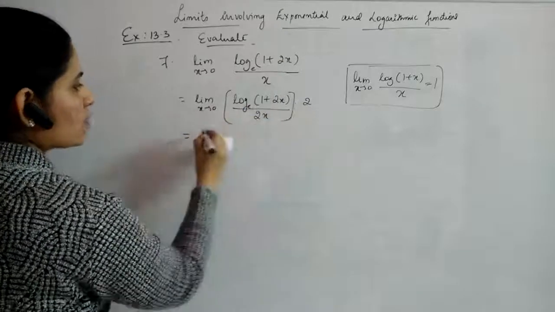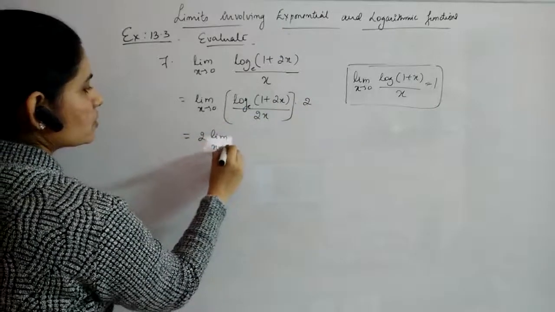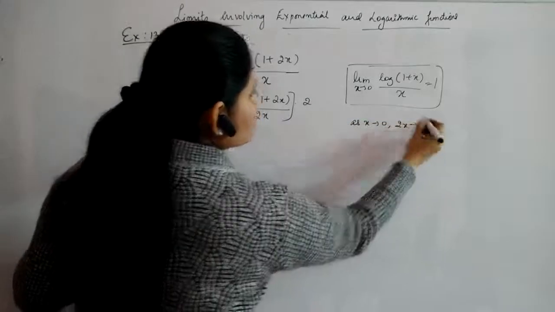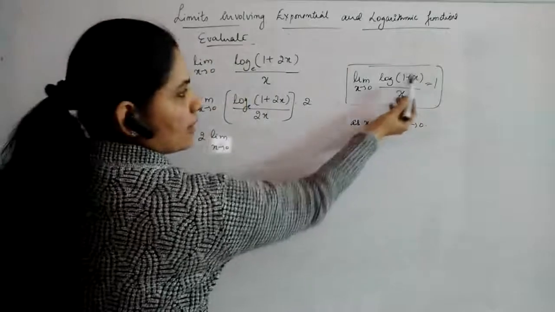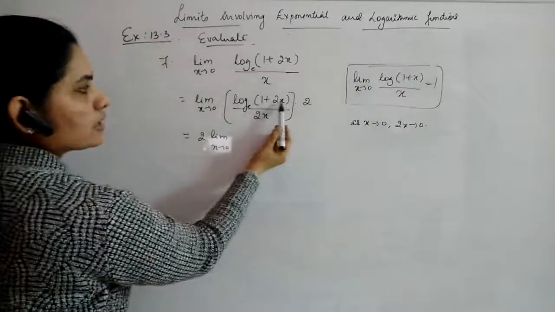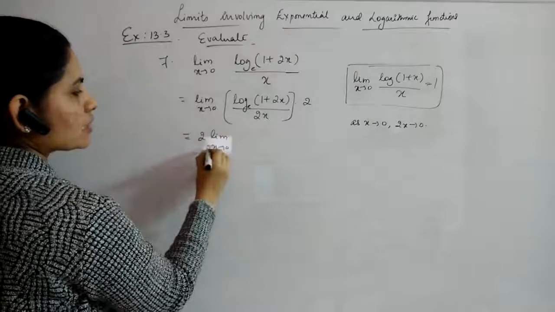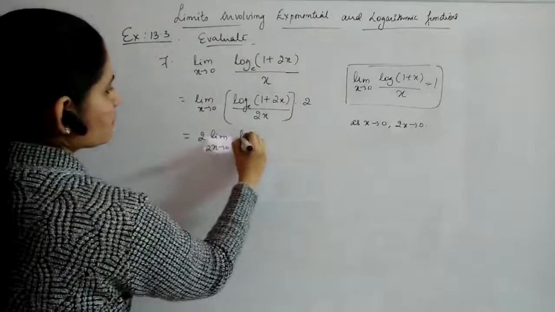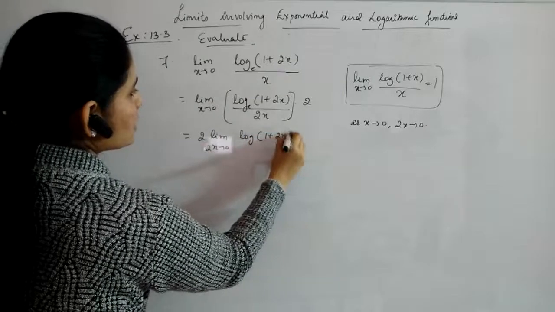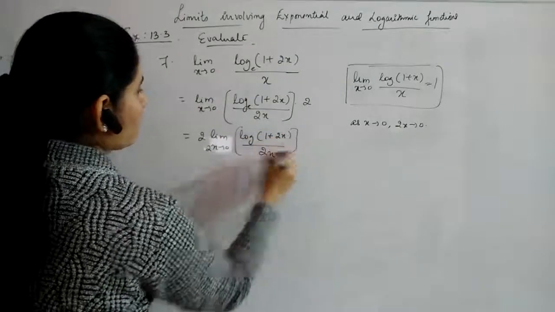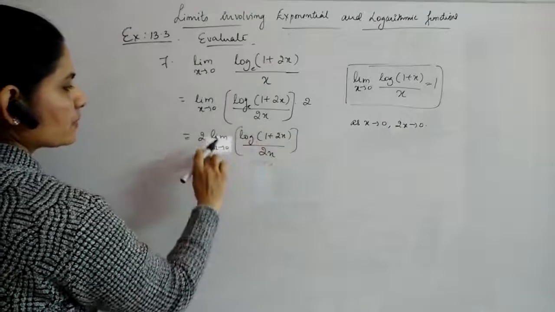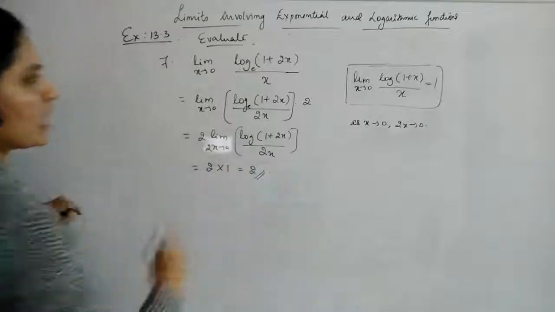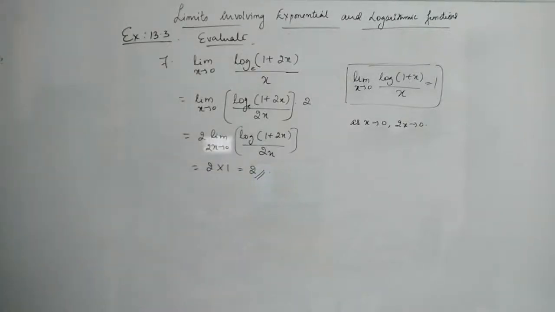Now we can take this 2 out. Limit x tends to 0. Again, as x tends to 0, you have 2x also tends to 0. Whatever here you have, that is tending to 0. So here you have 2x, so this should actually be 2x tends to 0. But x tends to 0 is the same as 2x tends to 0. So this is log of 1 plus 2x by 2x. And this limit value will give you 1. So it is 2 into 1. The answer is 2.